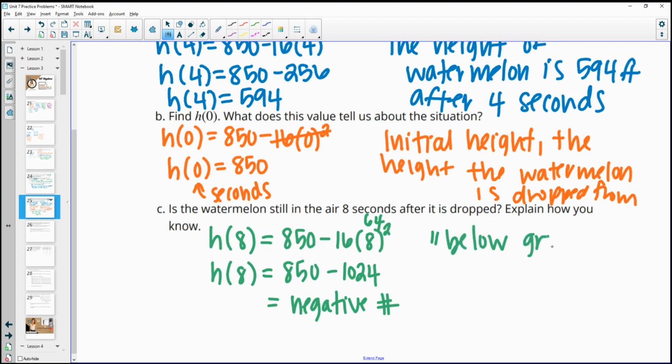Now, we know that won't happen because presumably there's a hard surface. It's concrete that they're dropping this onto. Now, if they were dropping it into like water or something, it could obviously get below ground. But so we have this watermelon here. They're going to drop it. This is the ground. Okay, after 8 seconds, it's going to be below the ground. Okay, which means it's not going to be in the air anymore. And really, it means it's going to be smashed on the ground into a bunch of pieces.